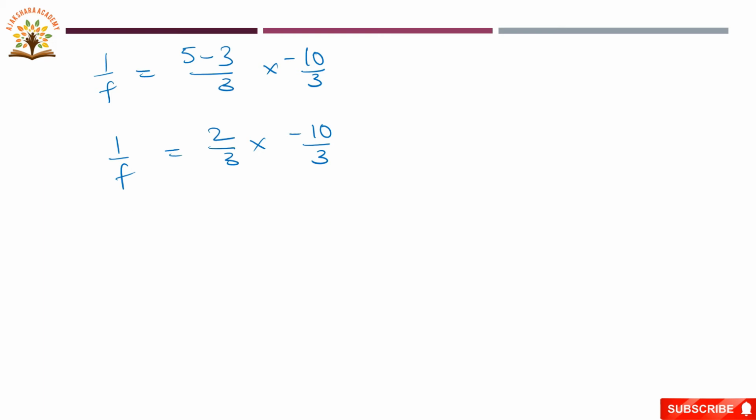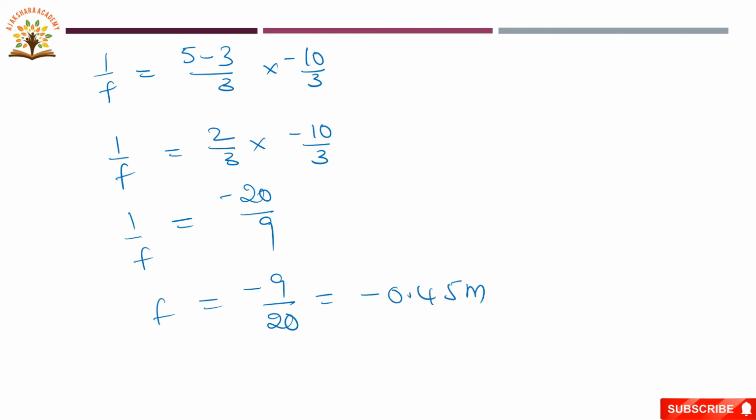So this can be written as 1 by f is equal to minus 20 by 9. So f is equal to minus 9 by 20, that is equal to minus 0.45 meters. So the focal length of the lens is f equal to minus 0.45 meters. Okay. Next we will go to the next question.